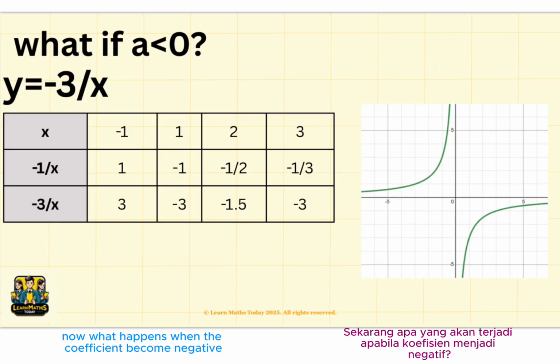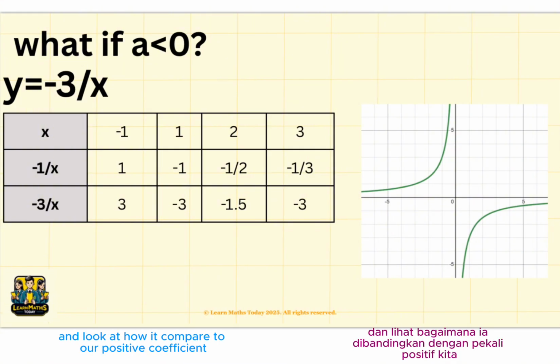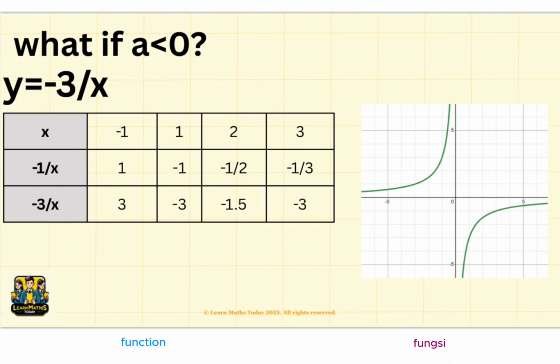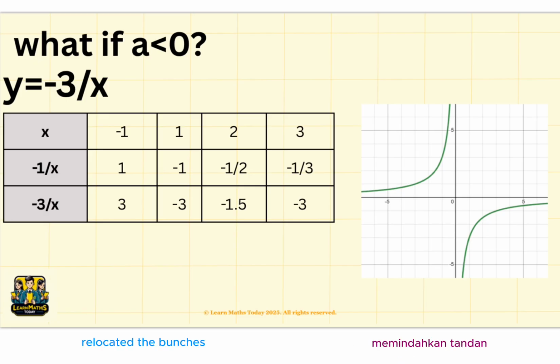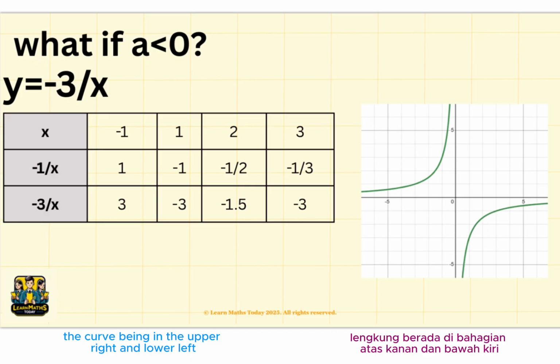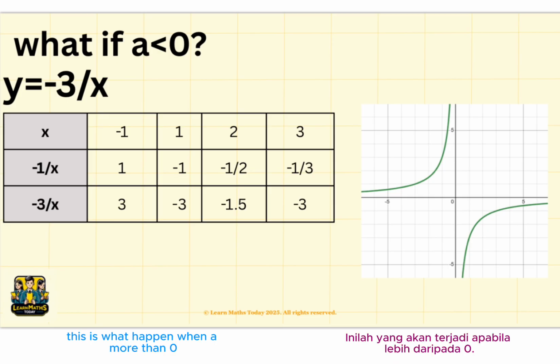Now what happens when the coefficient becomes negative? We examine y = -3/x and look at how it compares to our positive coefficient function. If you look at the table, the negative coefficient reverses all our y values. You notice on the graph that the negative coefficient relocated the branches. Instead of the curve being in the upper right and lower left, the branches have moved to the upper left and lower right.